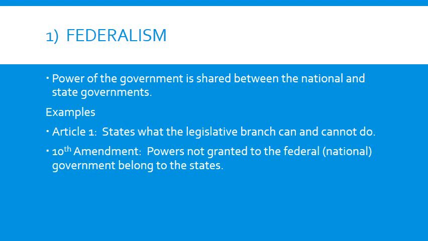Principle 1, Federalism. This is the idea that power of the government is shared between the national and state levels of government. There are things that the national government can do, there are things the state governments can do, and there are things that both levels of government can do together. Examples of this are found in Article 1, which states what the legislative branch or Congress can and cannot do, and in the 10th Amendment, which explains that powers not granted to the federal or national government belong to the states.